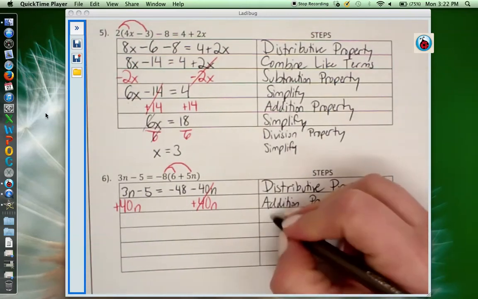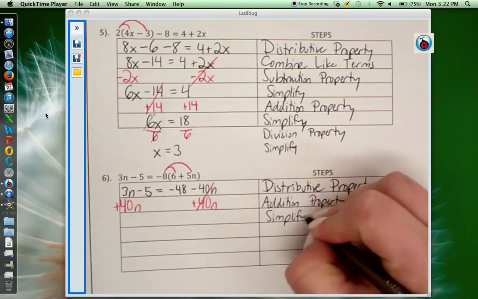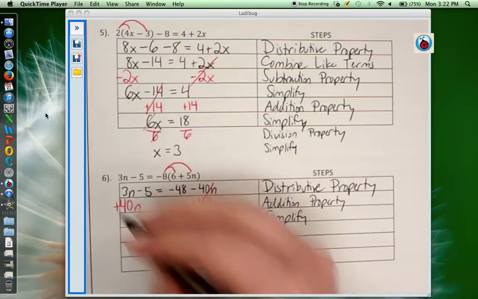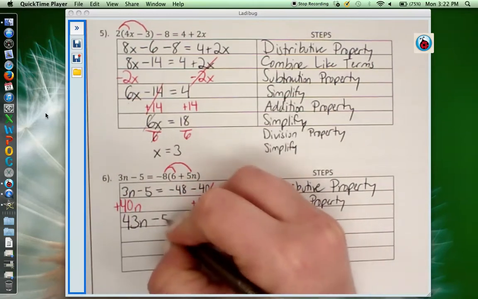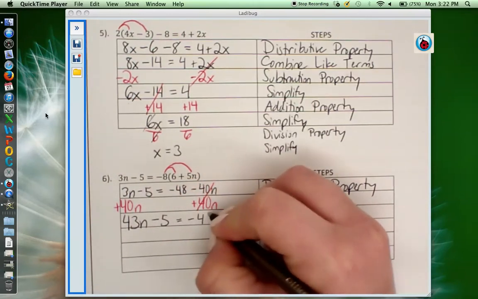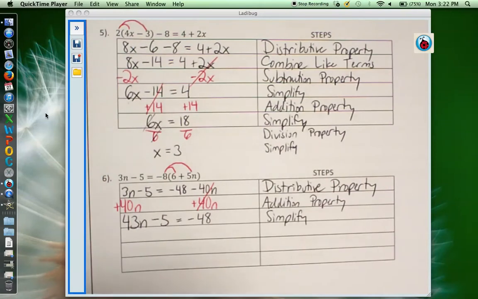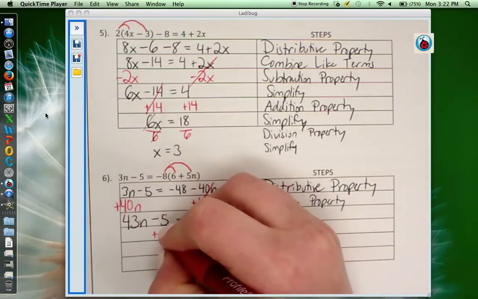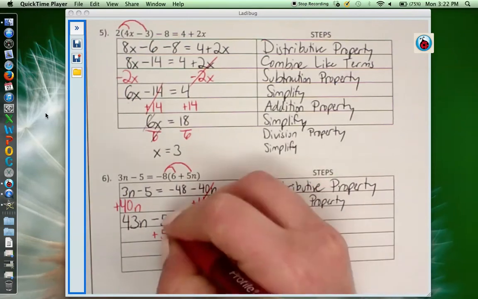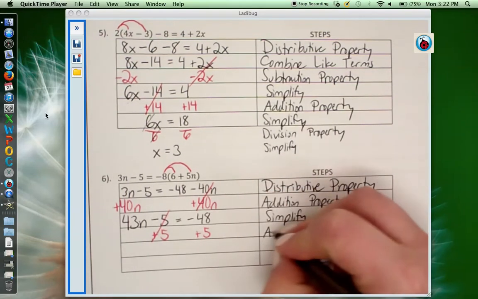And I'm going to simplify 3n plus 40n. That comes out to 43n. I still have minus 5, and I still have negative 48. I now have all my variables in one place. So now it's just a task of getting that variable by itself. To do that, remember our skills for solving a two-step equation. I'm going to cancel this minus 5 by adding 5 to both sides. That is the addition property.